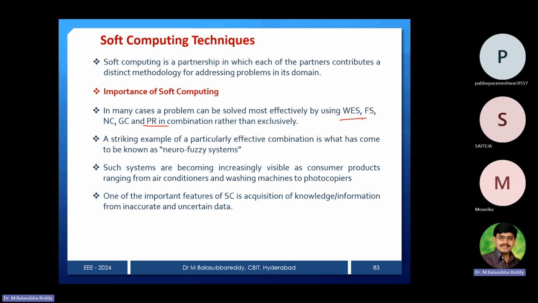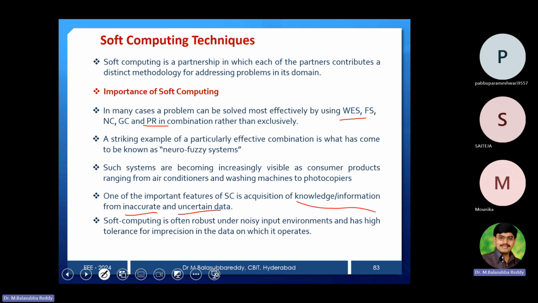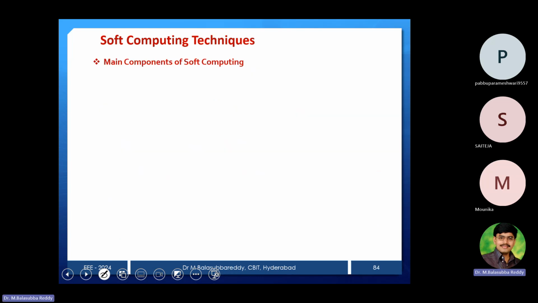One of the important features of soft computing is handling knowledge and information from inaccurate and uncertain data. In that case, we can use this. Soft computing is often robust under noisy input environments and has high tolerance for imprecision in the data on which it operates. Now, the main components of soft computing are inspired by natural phenomena.